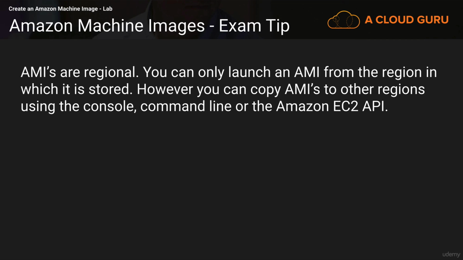Amazon Machine Images. A couple of exam tips, or just one actually. AMIs are regional, so you can only launch an AMI from the region in which it is stored. You can copy AMIs to other regions using the console, command line tools, or the Amazon EC2 API, however.